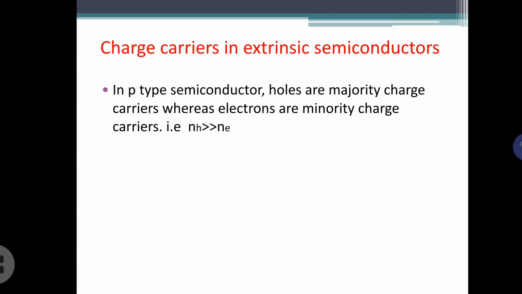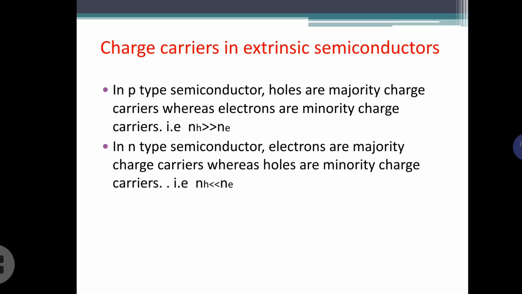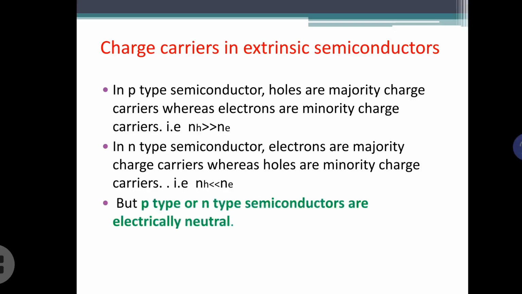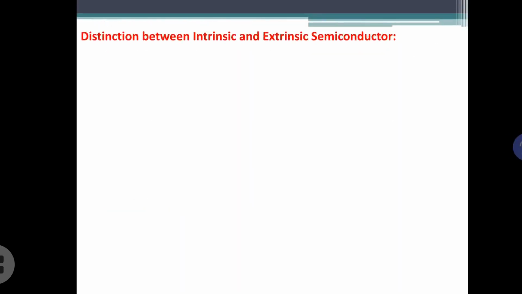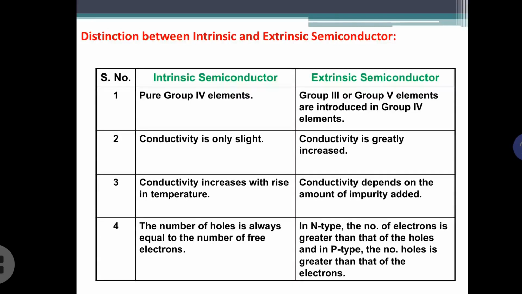Then in a p-type semiconductor, as we mentioned, the number of holes is larger compared to the number of electrons. In n-type semiconductors, the number of electrons is very large compared to the number of holes, but they are electrically neutral. Now the conclusion of this classification of intrinsic and extrinsic semiconductor material. Intrinsic semiconductors are the pure form of semiconductor, belonging to group 4, whereas extrinsic means we are adding impurity from either group 3 or group 5 elements. Intrinsic semiconductor has very little conductivity, but in extrinsic semiconductor, conductivity can be improved by doping. In intrinsic semiconductor, only temperature can improve the conductivity, whereas for extrinsic semiconductor, by adding the impurity we can improve the conductivity.